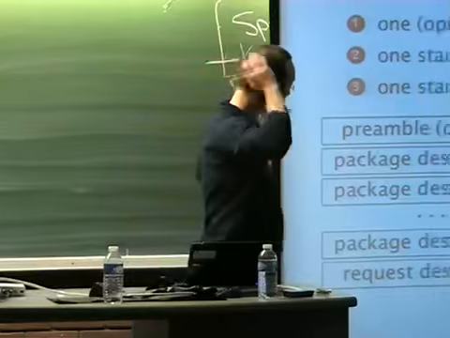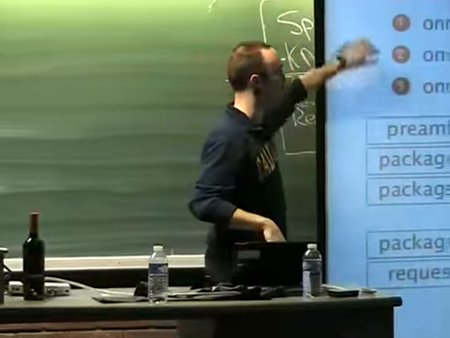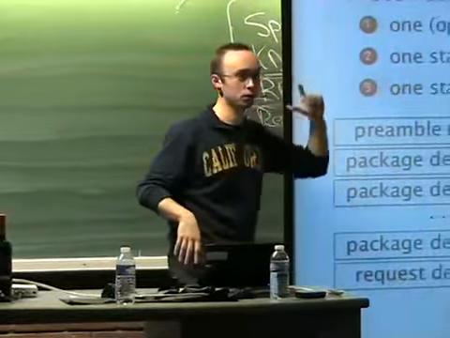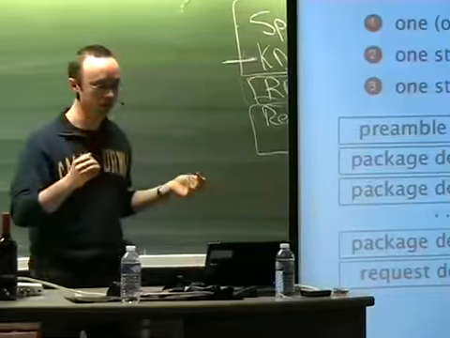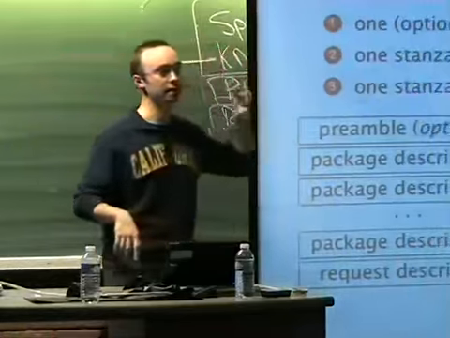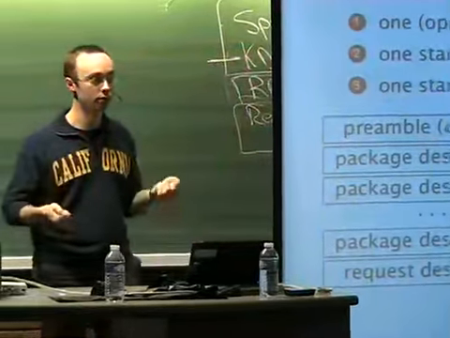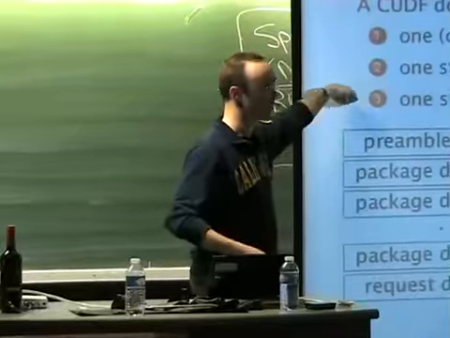So the basic structure of a CUDF document is a list of stanzas where you have a first stanza, which is optional, which is a preamble, where you declare some metadata which can be used later on. And then the main part is a list of package stanzas, one for each package known to the package manager, and finally one stanza which encodes the user request.